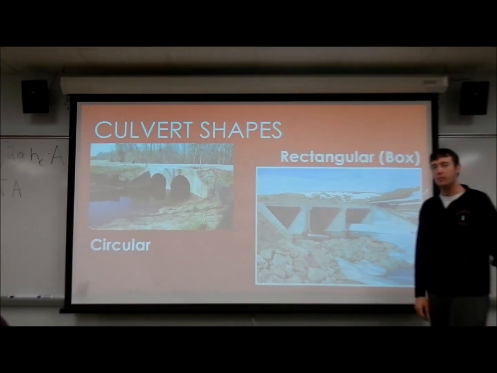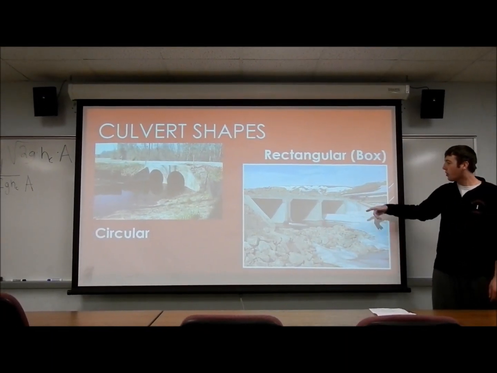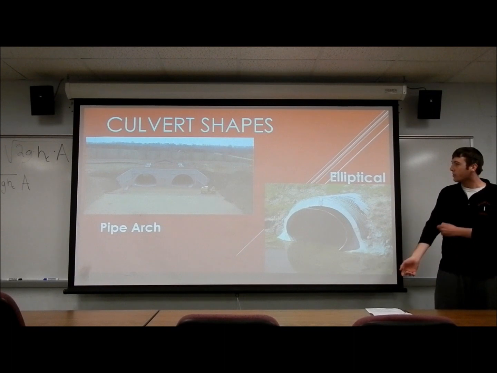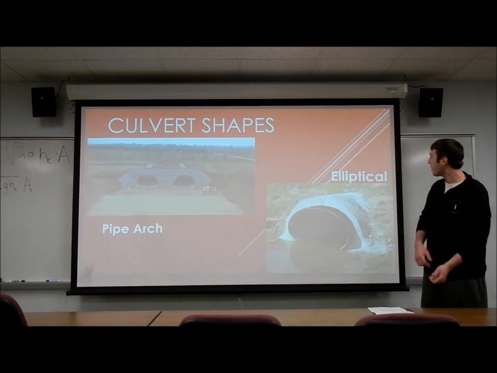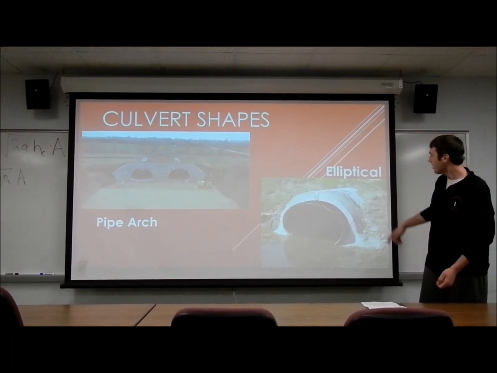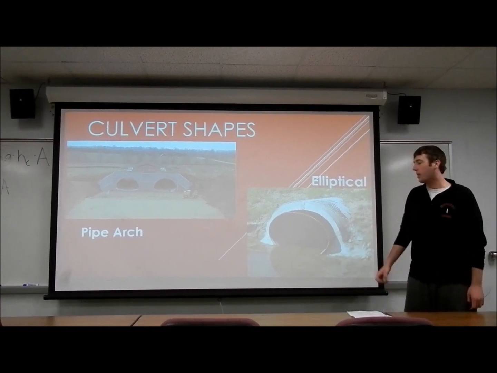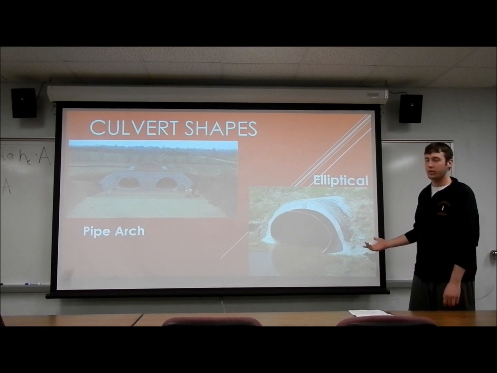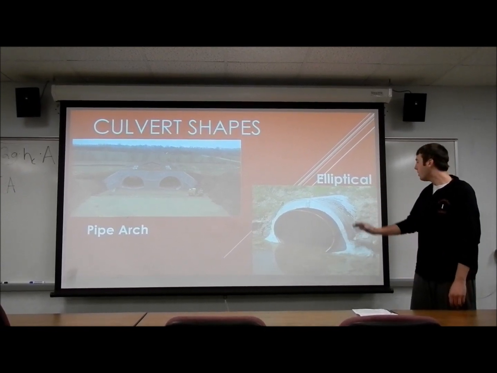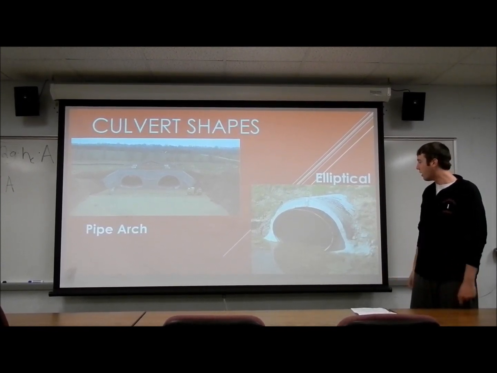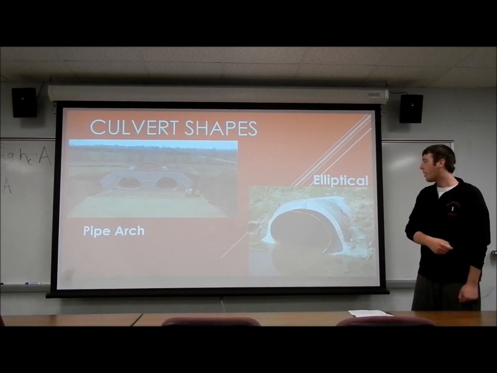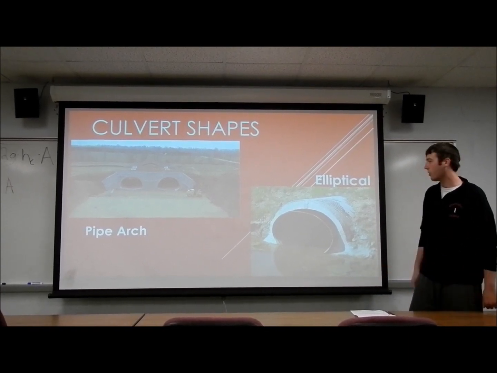There's different culvert shapes. There's circular and rectangular, each for different purposes. There's the pipe arch and the elliptical. What the elliptical does is allow for percolation of the water into groundwater as it's flowing from point A in the culvert to point B, which can help accommodate heavier flows.